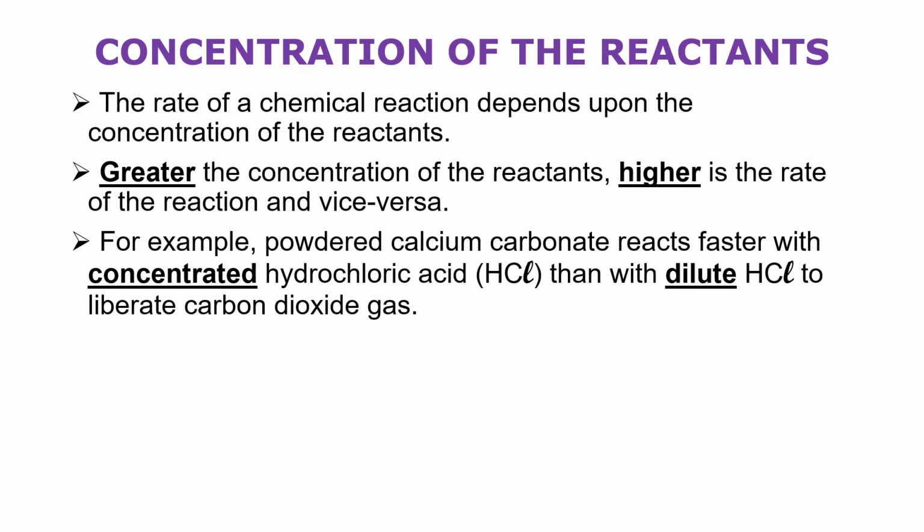In the first test tube, the carbon dioxide gas will come out very quickly. In the second test tube, where you add dilute HCl, the carbon dioxide gas will also come out there, but very slowly. So I hope this is clear. The third factor. Let's proceed.